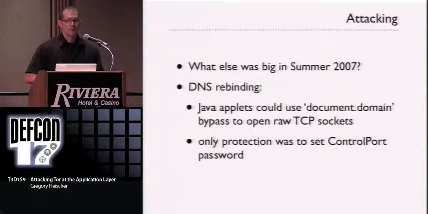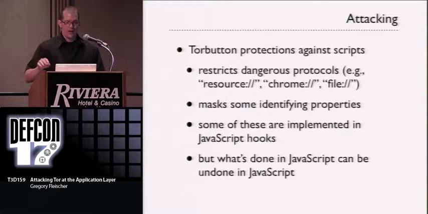But there was something else that was really big in summer of 2007, and that was DNS rebinding. And I mentioned before that the traditional DNS rebinding attacks against Tor didn't work too well, but we could use the document domain bypass to use Java to create raw socket connections. And at the time, Torbutton didn't block Java, so this was an extremely effective attack. So we moved on, and then we said, okay, well, the protection is to set a control port password. Don't allow empty passwords. And we'll get back to that in a little while.